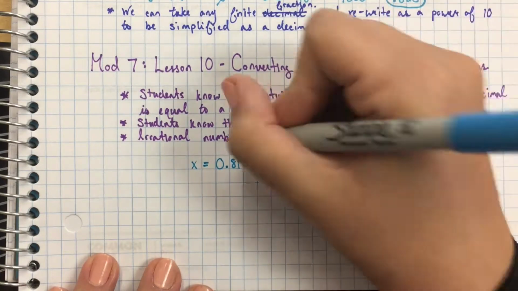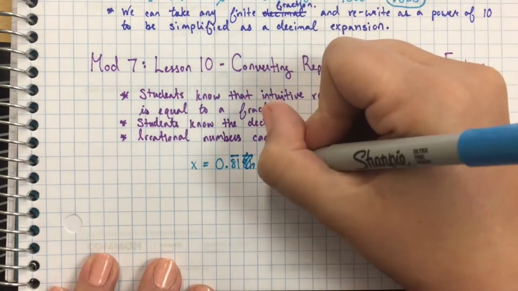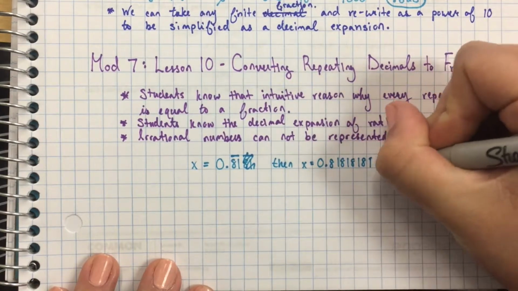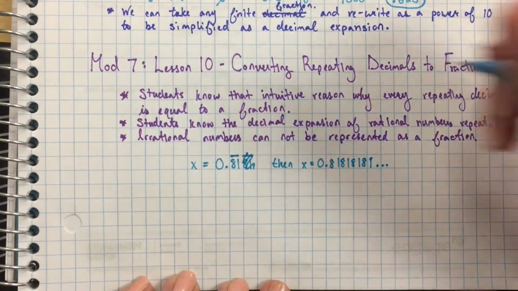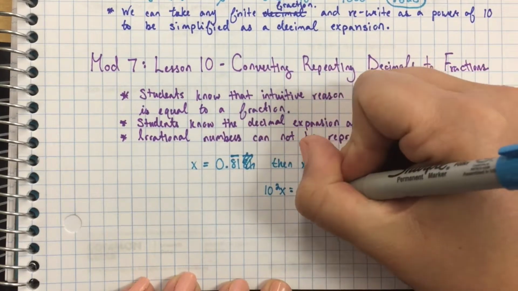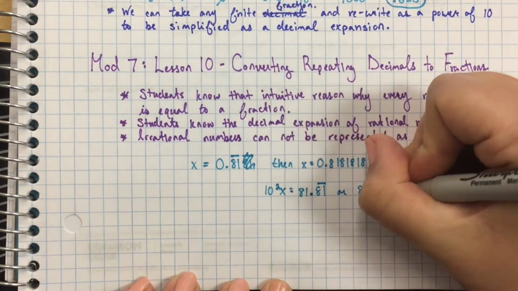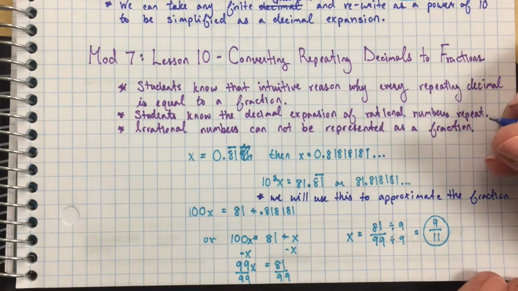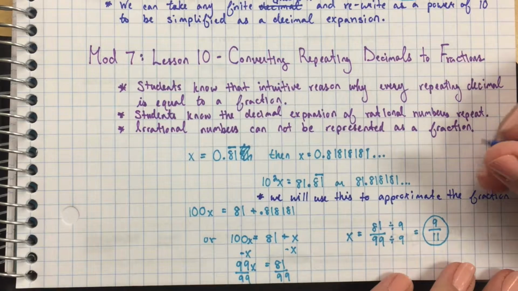So for example, if I have an x value that's equal to 0.81 repeating, then x is equal to 0.81818181 and so on and so forth. But if I multiply both sides of that equation by 10 to the second power, I can get 81.81 repeating. And I can redefine the value for x as that repeating piece of the decimal.